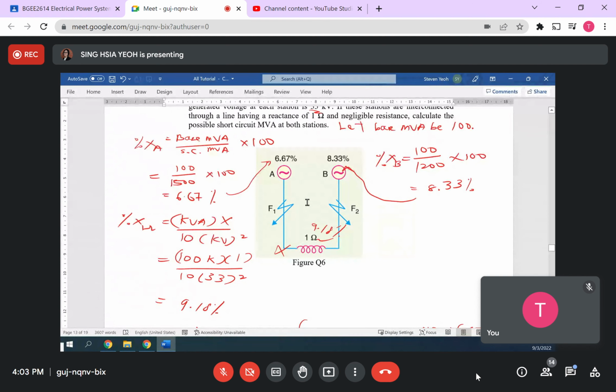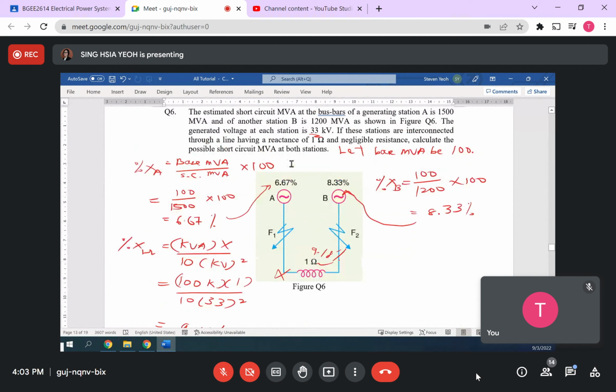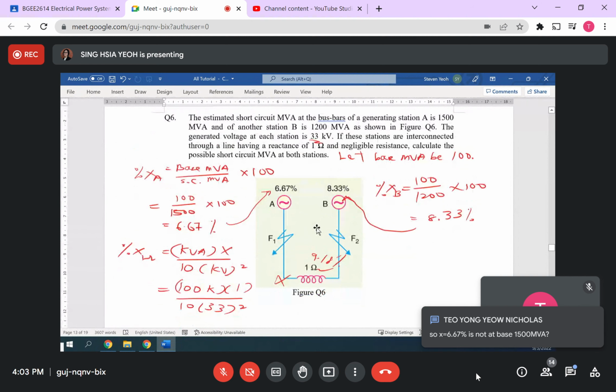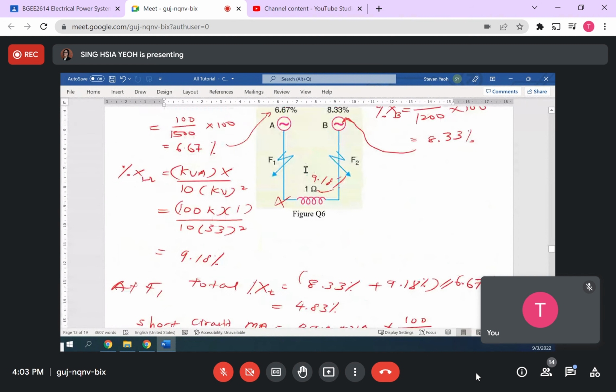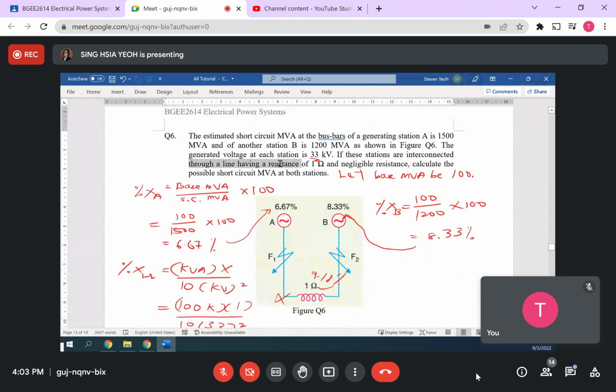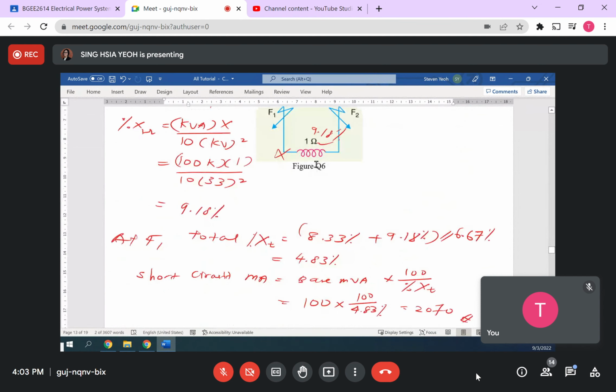Can you get it? So here, series, then parallel this one. Okay, so you may feel weird why I can combine all the x together. Why is this 1 ohm? But then you read the question: line reactance of 1 ohm. So this is reactance, not resistance. Negligible resistance, no resistance. If it is resistance, then it is a different story.